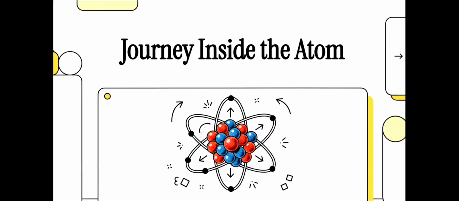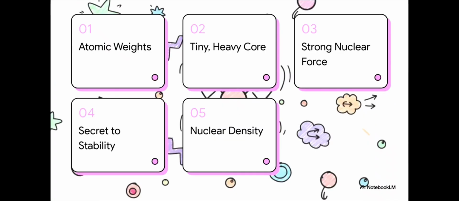We're going to unpack the hidden mechanics behind atomic weight, the invisible, almost magical forces that keep everything from just flying apart, and the absolute sheer density packed into the tiniest spaces imaginable. Here is our roadmap for today. We'll start by calculating atomic weights, move into the tiny but heavy core, explore the strong nuclear force, reveal the secret to stability, and wrap it all up with mind-blowing nuclear density. We're going from macroscopic math all the way to the mind-bending realities hiding inside every single atom around us.